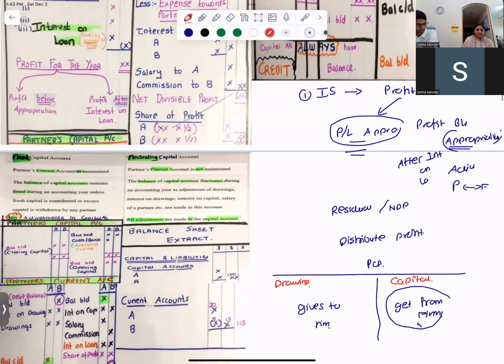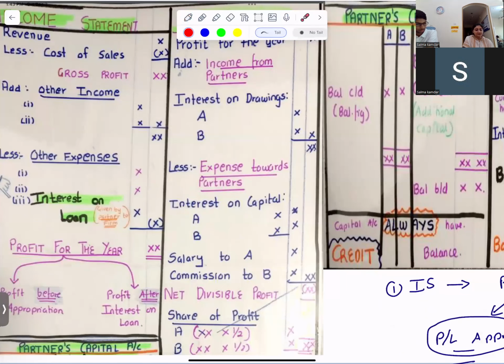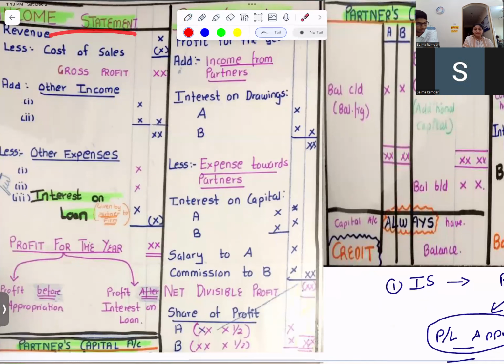First, you will prepare the income statement. How does the income statement look? Revenue minus cost of sales, what will you get? Gross profit, add other income, whatever is there, minus other expenses.